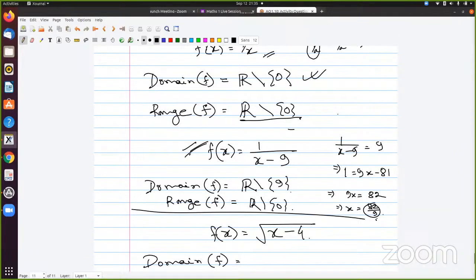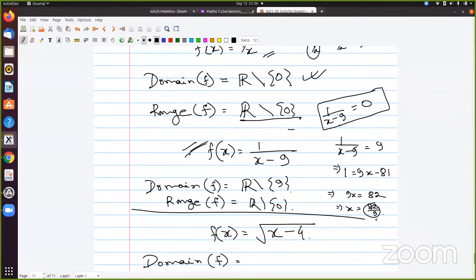What about the set of output? What about the range? Range is the set of output, right? What type of output can I get? First of all, can I get 0 as an output? No, sir. Why? Because 1 by x minus 9 defined equal to 0, it will just vanish from the system. So if I want to get 0 as an output, I should find some x for which this equation holds, right?